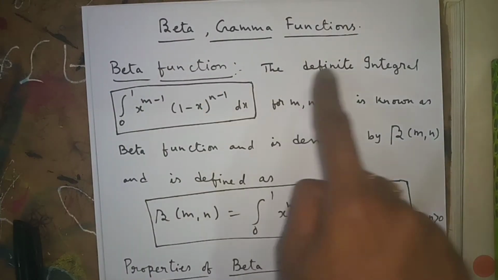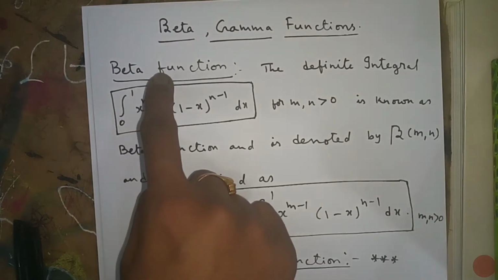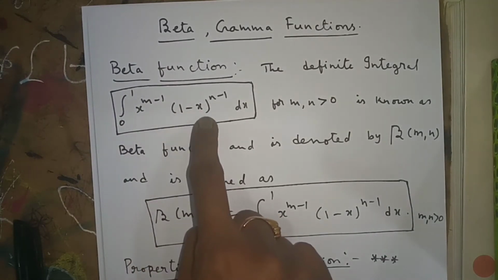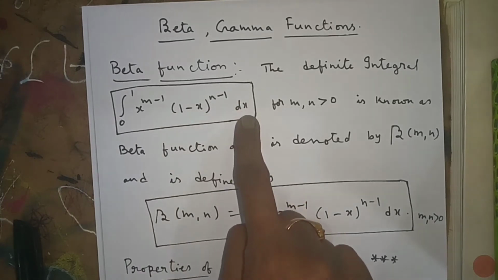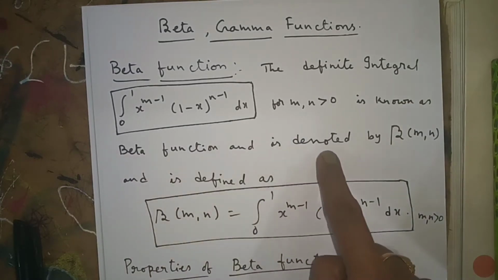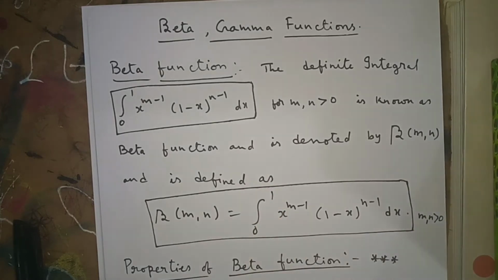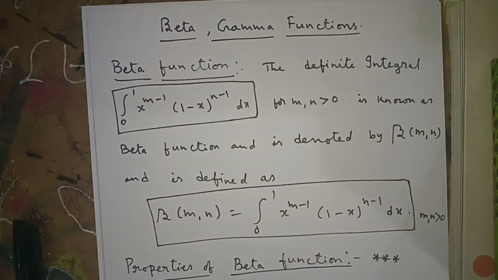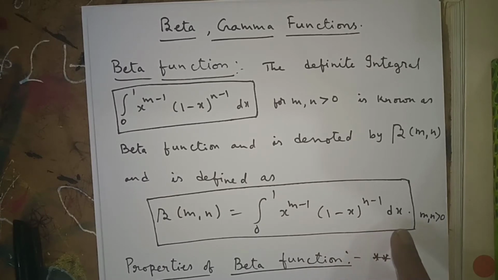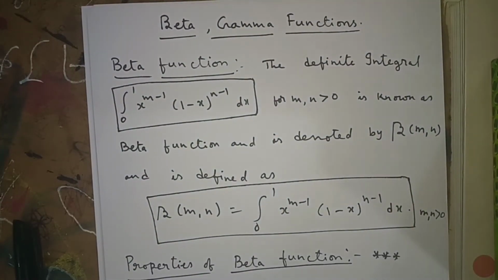A beta function is a definite integral in the form of integral 0 to 1 of x to the power of m minus 1 into 1 minus x to the power of n minus 1 dx, where m, n greater than 0, is known as the beta function and is denoted by beta of m comma n and is defined as beta of m, n is equal to integral 0 to 1 of x to the power of m minus 1 into 1 minus x to the power of n minus 1 dx, m, n greater than 0. This is the definition of a beta function.